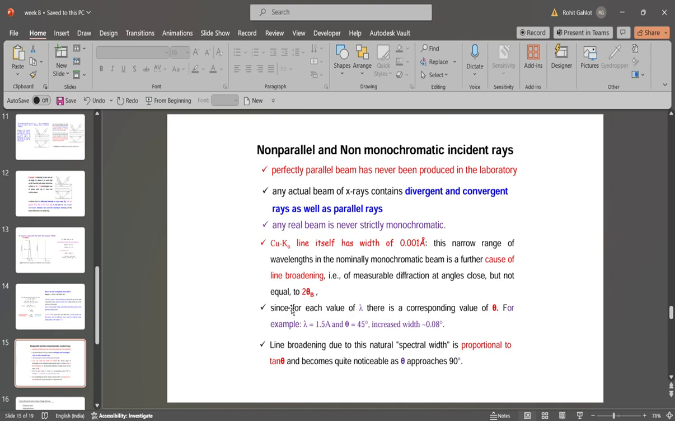beams, which have never been produced in the laboratory, as any actual beam of X-ray contains divergent and convergent rays as well as parallel rays, and also any real beam is never strictly monochromatic. So your copper K alpha line itself has a width of around 0.001 angstrom. This narrow range of wavelength in the nominally monochromatic beam is a further cause of line broadening, which is measurable as diffraction at angles close to but not equal to 2 theta, since for each value of lambda there is a corresponding value of theta.